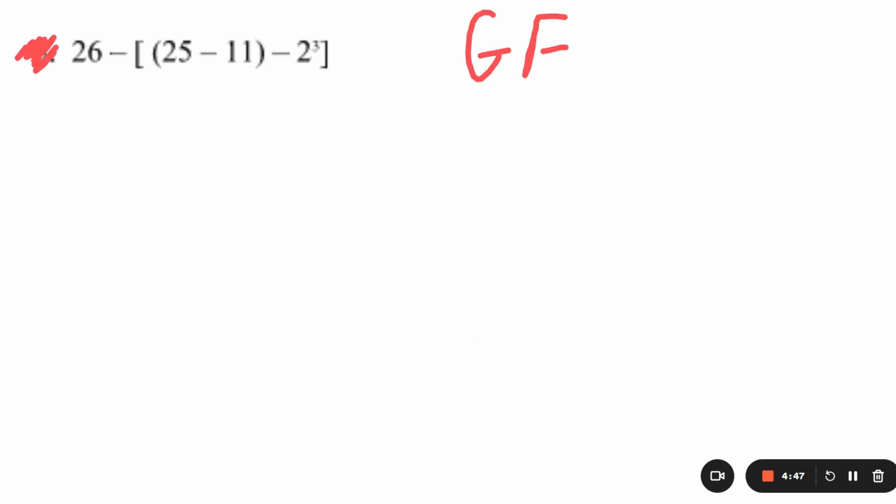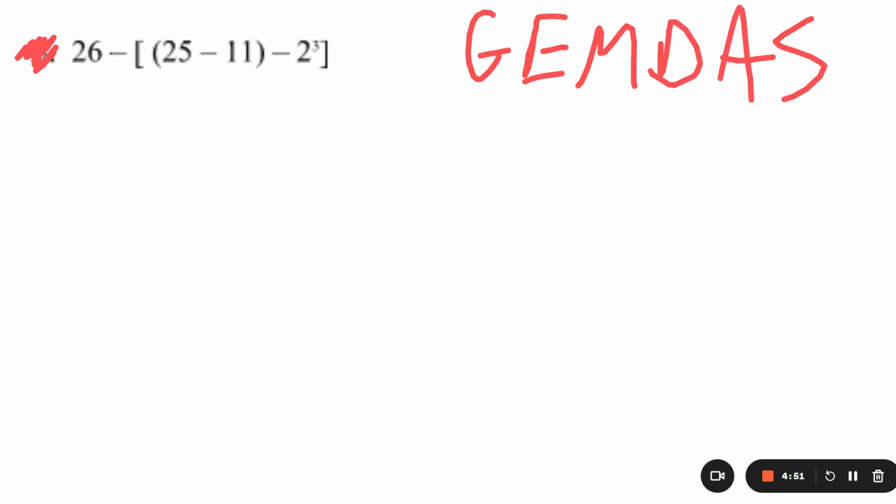Again, going over GEMDAS. Do I have any groupings? Yep, I have 2 types of groupings. So first I have this bracket, this big old bracket. That's where I'm going to start. Inside of those brackets, do I have other sets of groupings? Yes, I do. I have this parentheses right here. So that's what I'm going to start with.